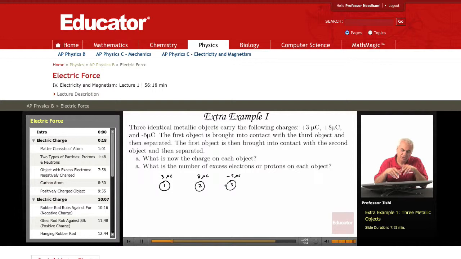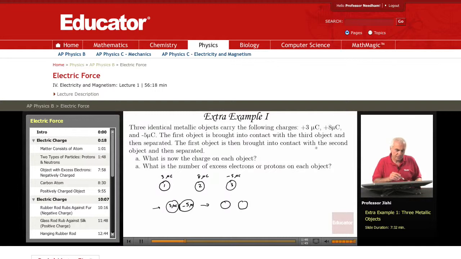Now, the first object is brought into contact with the third object and then separated. So we get the 3 microcoulombs and the -5. They're brought into contact and then separated. Then the first object is brought into contact with the second object and then separated.